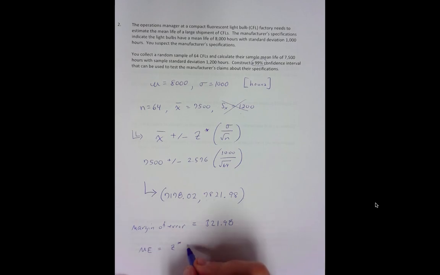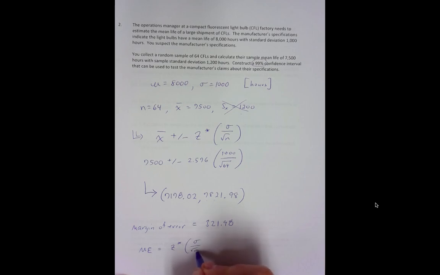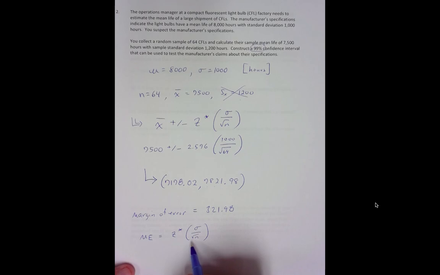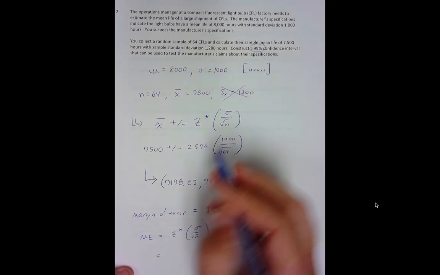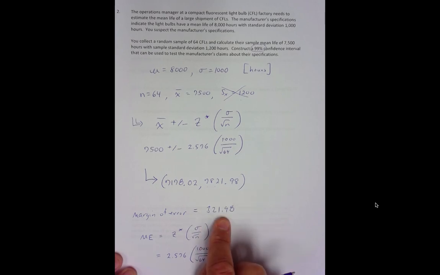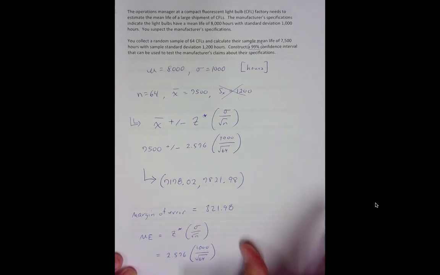Now remember, the margin of error can also be found by taking the Z critical times sigma over the square root of n. This way is much easier, but this way goes back to something I pointed out in a previous video. So for the 99, we could use 2.576 times sigma, which is 1,000 over the square root of 64. And if you put that in your calculator, you're going to find out that you get the same thing that you get this way. I just think this is much easier. Just high number minus low number divided by 2.